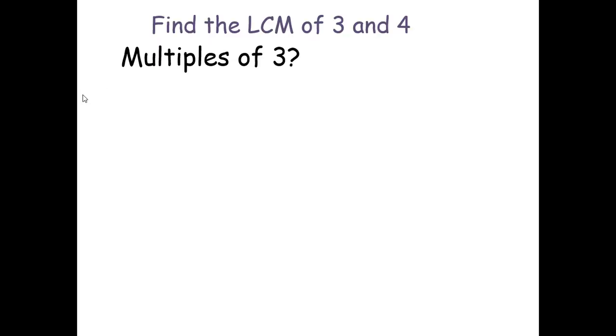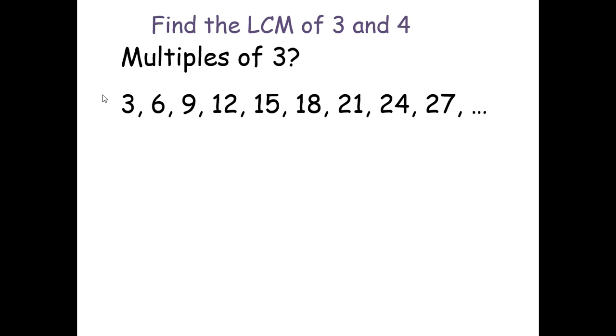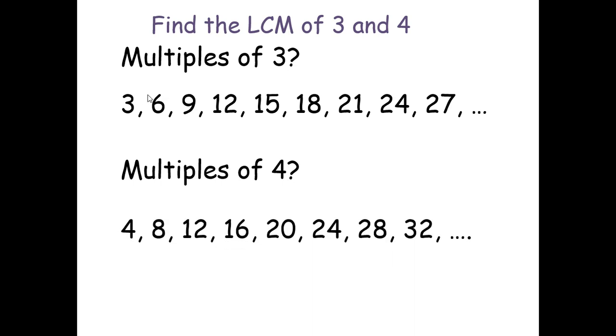Okay, so we're going to find the lowest common multiple of 3 and 4. The first step is to start writing down the first few multiples of 3. So here are the multiples of 3. And then you do the same thing for 4, so write down some multiples of 4. Then you go through your lists and find the smallest number, the first number that appears twice. There's a 12 and a 24 in both lists, but the smallest one is 12. The lowest common multiple of 3 and 4 is 12.